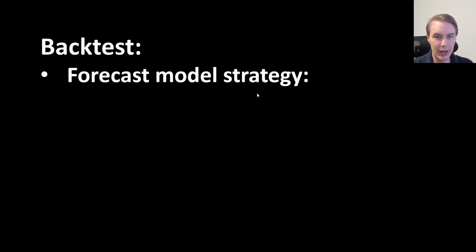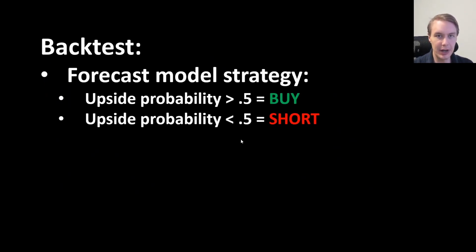So we're going to have the forecast model strategy. And as I said, this is going to be very simple. Basically, if the upside probability flips above 0.5, it's going to buy Bitcoin with all the money it has. And if the upside probability falls below 0.5, it's going to short Bitcoin with everything it has.